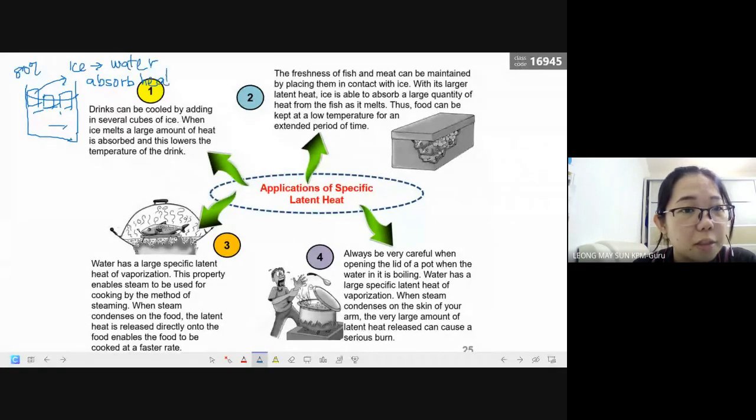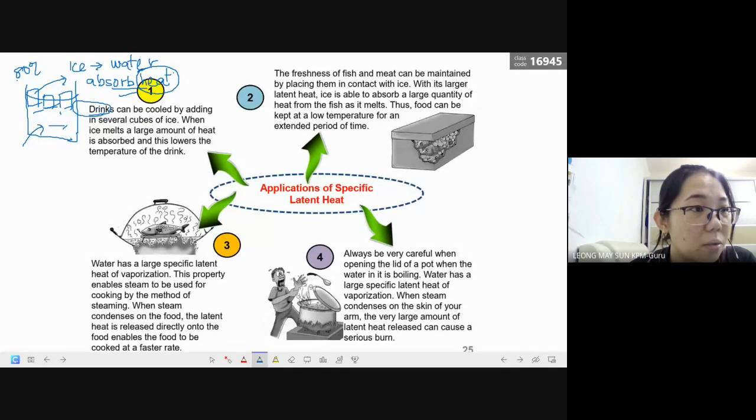Okay, so they actually absorb heat. So where did they absorb the heat from? We know that heat is a type of energy. Energy cannot be created and cannot be destroyed. So when the ice wants to melt to become water, it obviously needs to absorb heat. So where does the heat come from? The heat comes from the drinks.